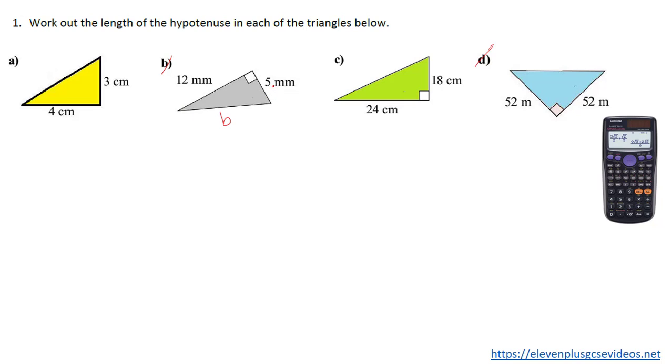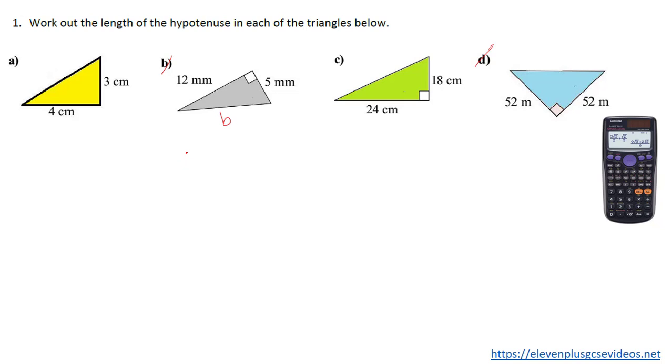Now remember in the exam, they can use any letter. This is always C, but you can see here that I've just used B for it. It doesn't really matter. The most important thing is that you know that this is the longest side. So if you square the longest side, you'll always get the two shorter sides squared and added together. Okay, so I'm just going to use B for this.